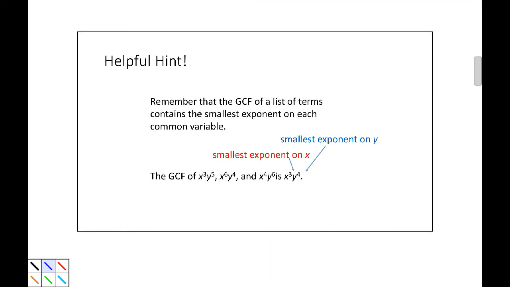Helpful hint. Remember that the GCF of a list of terms contains the smallest exponent on each common variable. So if we have the GCF of x to the 3rd, y to the 5th, next term, x to the 6th, y to the 4th, and x to the 4th, y to the 6th, that would be x cubed, y to the 4th, because 3 is the smallest exponent on x, 4 is the smallest exponent on y.